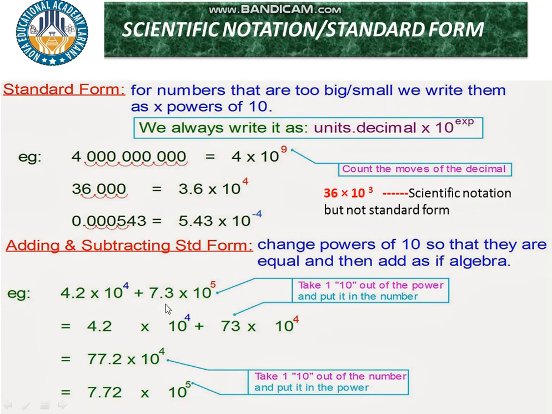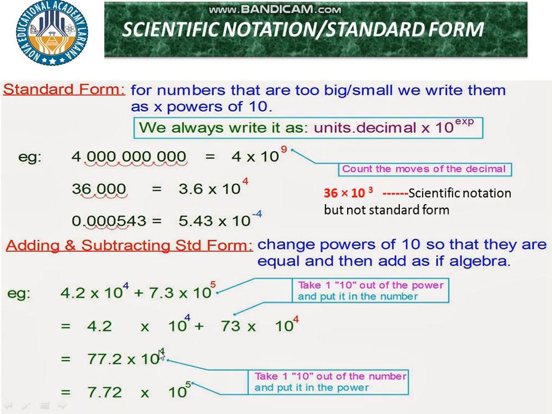But what is to be done? 4.2, you have to keep it with 10 power 4. Again 7.3 into 10 power 5, it can be expressed by shifting the point to the right side, so that will be 73 into 10 power 4. Now this data 73 into 10 power 4 and 4.2 into 10 power 4, now you can add these, 73 and 4.2, that will be 77.2.